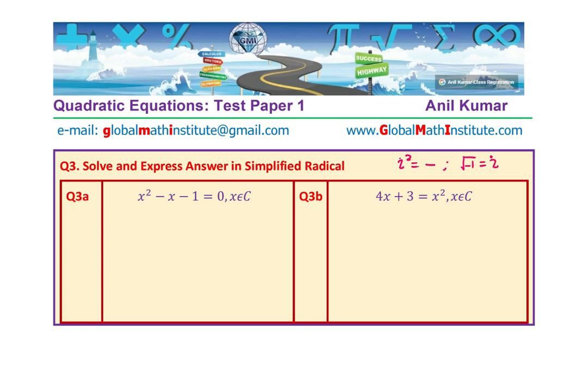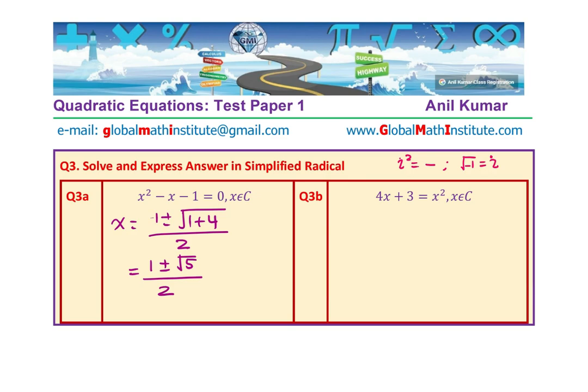This time we need to solve and express the answers in simplified radicals. x squared minus x minus 1 equals 0. It cannot be factored. So we can apply the quadratic formula, which gives us x equals minus b, which is 1, plus minus square root of b squared minus 4ac. So that gives you plus 4, over 2a, right? So this is 1 plus minus square root of 5 over 2. So that becomes the solution of this particular question.